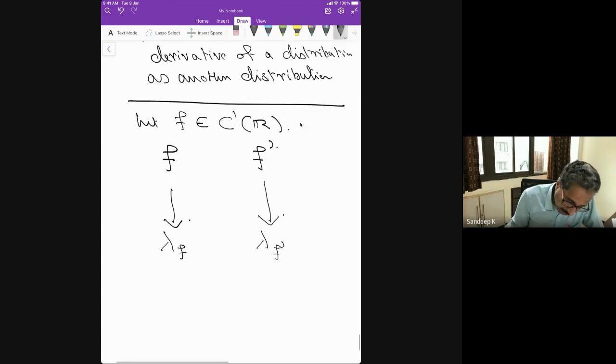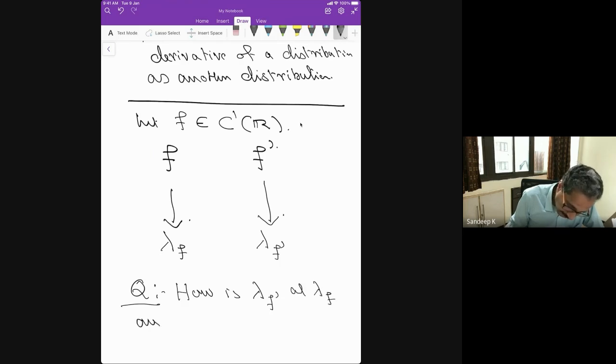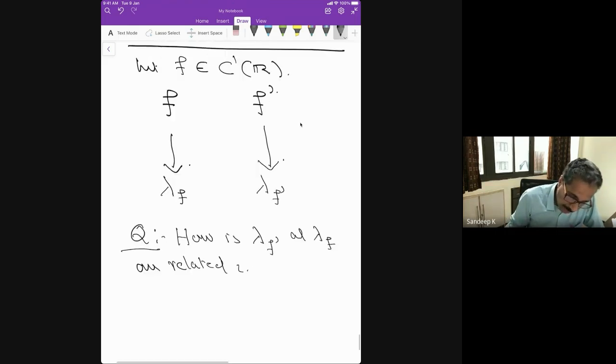Now the question is, how are lambda f prime and lambda f related? These are two linear functionals. Lambda f prime is a linear functional, lambda f is a linear functional. What I want to understand is how these linear functionals are related. So for that, let phi be an element of C_c infinity of R.